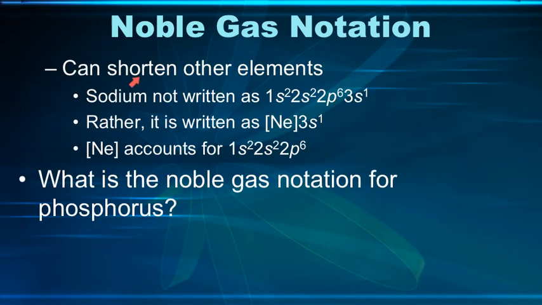So here's another example. We can shorten other elements. Sodium isn't necessarily written as 1s2, 2s2, 2p6, 3s1. Your periodic table will probably list it as neon 3s1, because the neon is going to account for the first 3 of those there. So I want you to try this one. What's the noble gas notation for phosphorus? Okay, it's got 15 electrons.